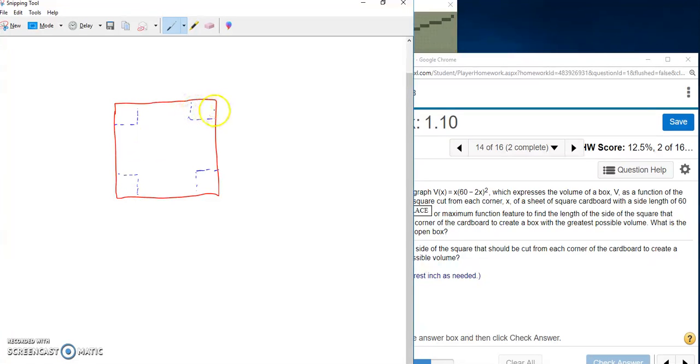And what happens is when they cut out these corners, these flaps here get folded up to make the sides of the box. So the box will be this big on the bottom, and then these will be the sides once they fold it up. So it doesn't have a top, it's an open box. But this will be the base of the box, and then these will be the sides of the box. So it's saying it was a 60-inch piece of cardboard, and then they cut out these corners.